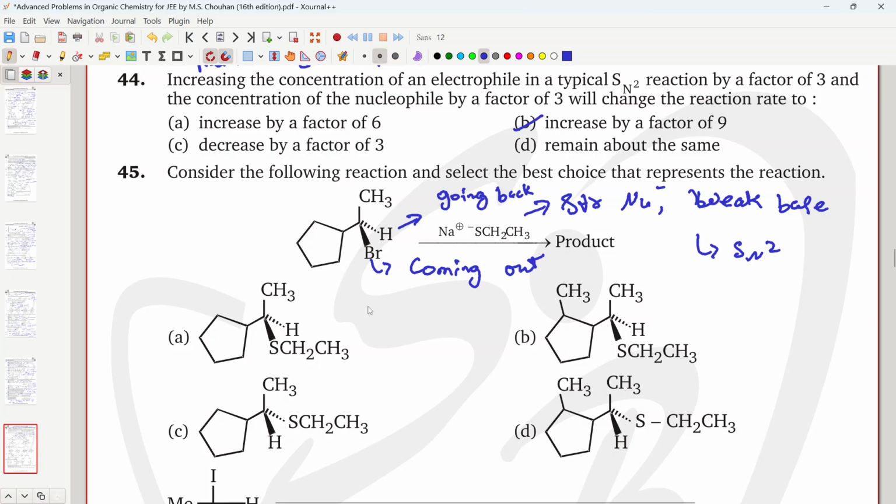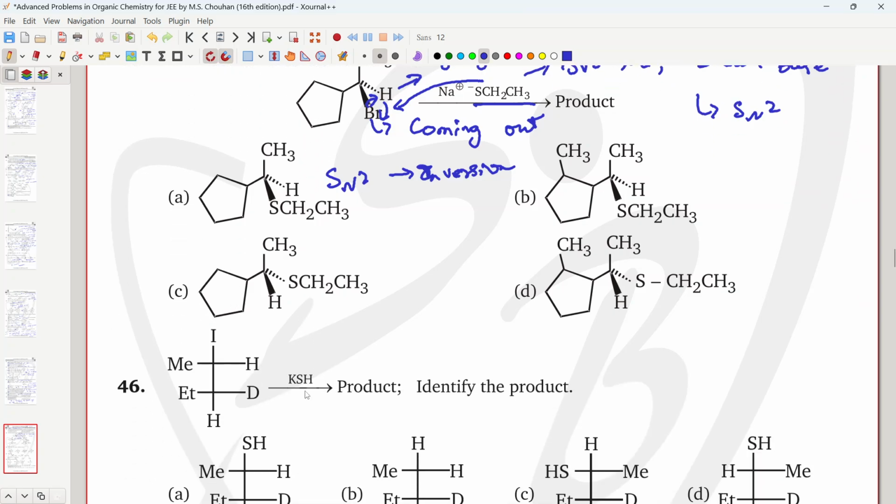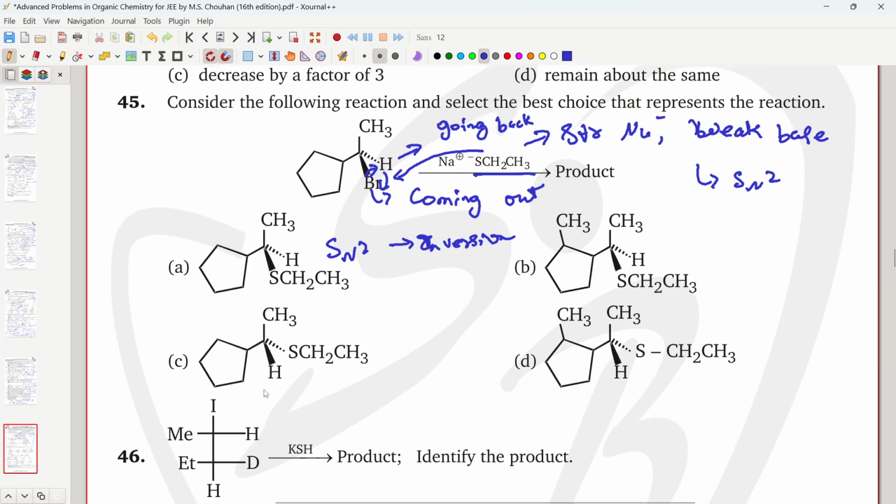For SN2, there's of course Walden inversion. Therefore, after substitution, the nucleophile will occupy the opposite of where Br was, and H and Br will swap their places, front and back. So, which one of these will follow that case? A does not, B does not, D does not, C does. Answer is C. That's about it.